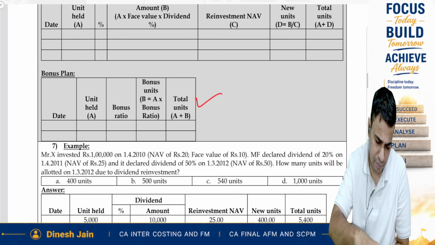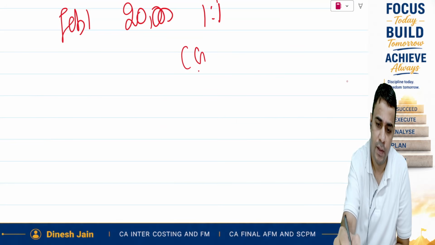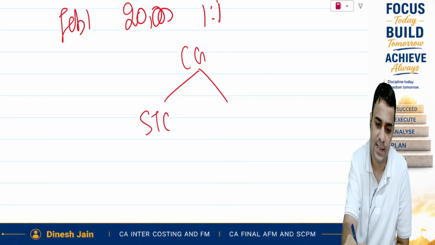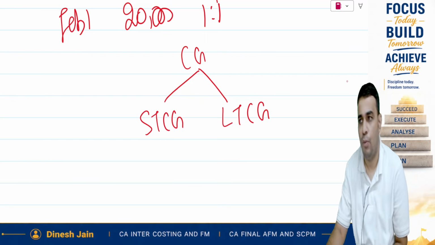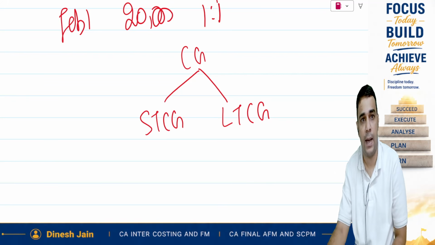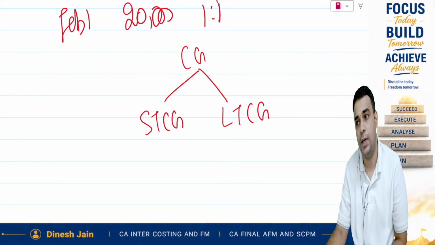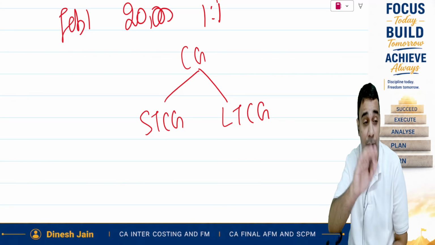Okay. In the practical world, STCG and LTCG are both taxable. The question which we are going to do, long-term capital gain will be exempt. Short-term capital gain will be taxable. That is the problem I'm going to do in some time. Short-term capital gain is taxable, long-term is exempt.